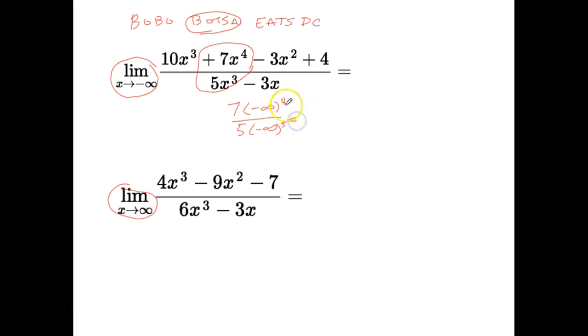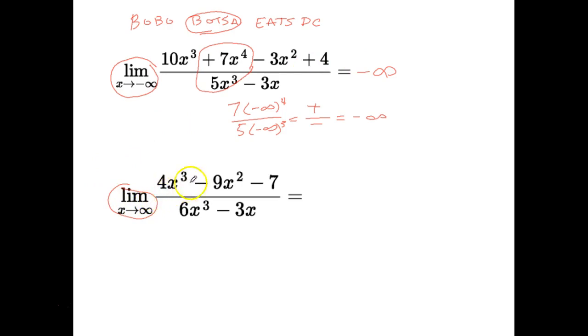It's very similar to the one we last did. A negative number to the 4th is positive, times a positive is a positive. On the bottom we have a negative cubed. That's going to be a negative, times a positive is a negative. Positive divided by negative is negative infinity. So as we go to the left-hand side on this function, the function is going down to negative infinity. Okay, let's do this one.